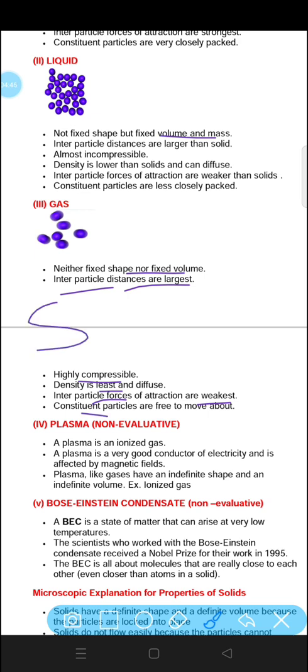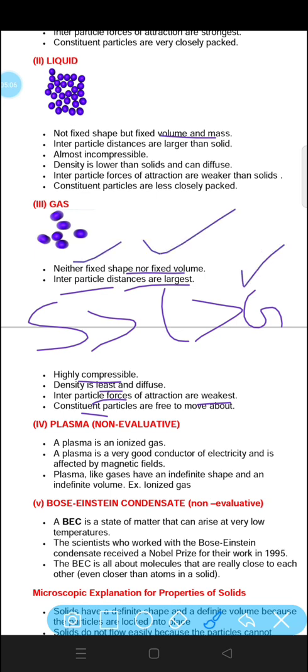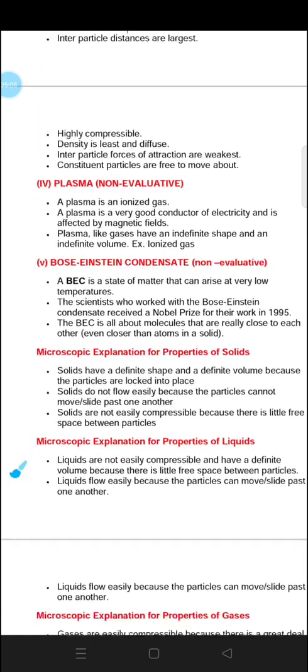If we talk about solids, they have strong force of attraction, less space between them. And if we talk about liquids, they have less strong force of attraction between the particles, and then gases. This is the sequence. But if we talk about how compressible, then gases will be more than liquid, after that solid.